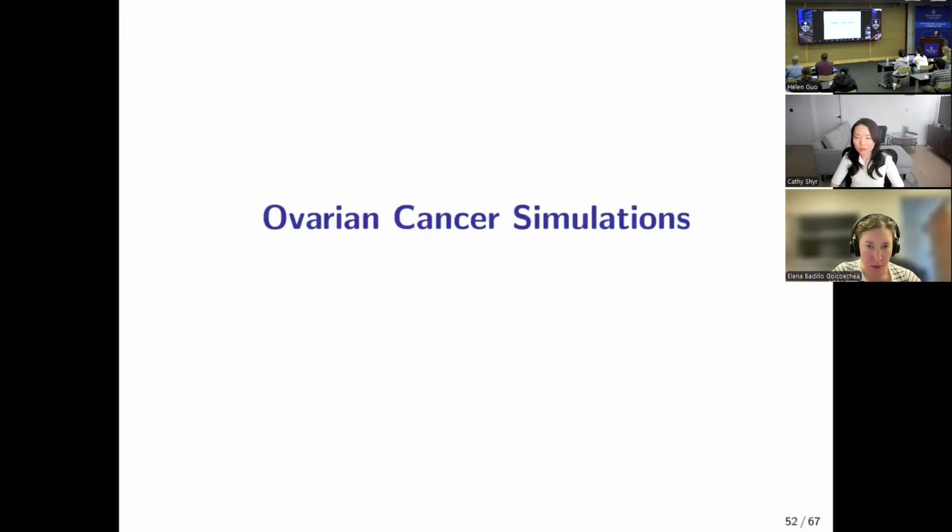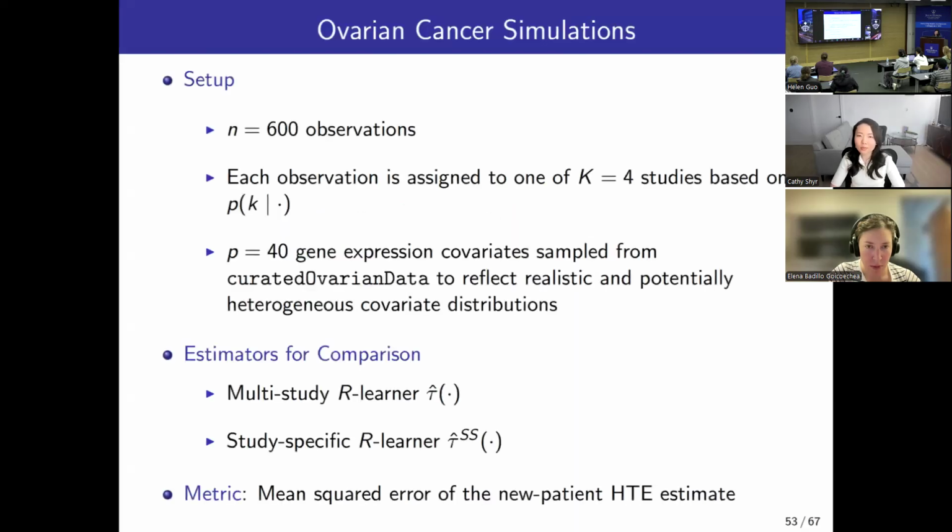Okay, so now we'll switch gears and look at two different sets of data experiments. The first is an ovarian cancer simulation. The setup is that we had 600 observations, and each observation or patient was assigned to one of 4 studies based on a membership probability. We had 40 gene expression covariates that were sampled from the curated ovarian data to reflect realistic and potentially heterogeneous covariate distributions. The two estimators we are comparing are the multi-study R-learner, tau hat, and the study-specific R-learner, tau hat SS. The metric is the mean square error of the new patient HTE estimate.